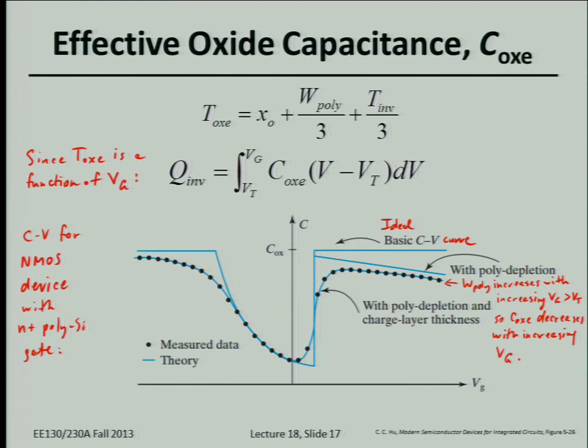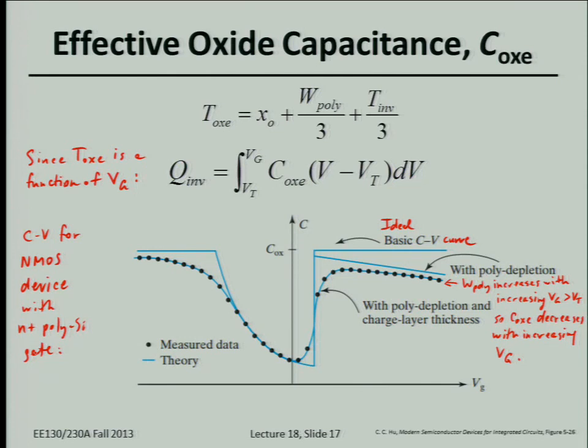One is gate depletion, where the gate, if it's heavily doped polycrystalline silicon, doesn't really truly act as a metal. It can actually become depleted a little bit, and that effectively increases the dielectric thickness of your MOS stack.